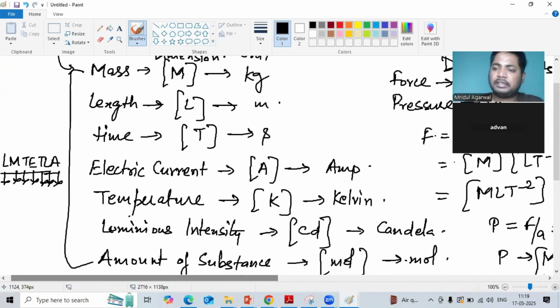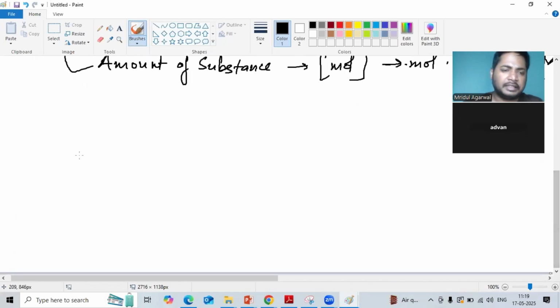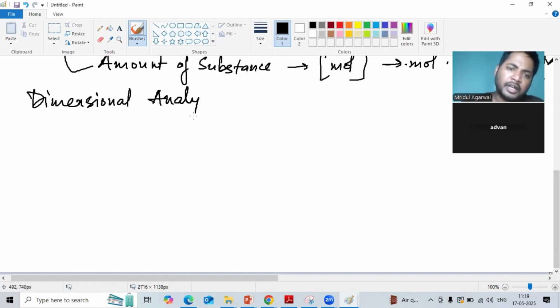If you talk about the next thing, that is basically your dimensional analysis. Okay. Dimensional analysis. We use dimensional analysis to find out unknown formulas. For example, if I want to calculate, let's say, time period. So time period is given by 2 pi under root L by G, correct?